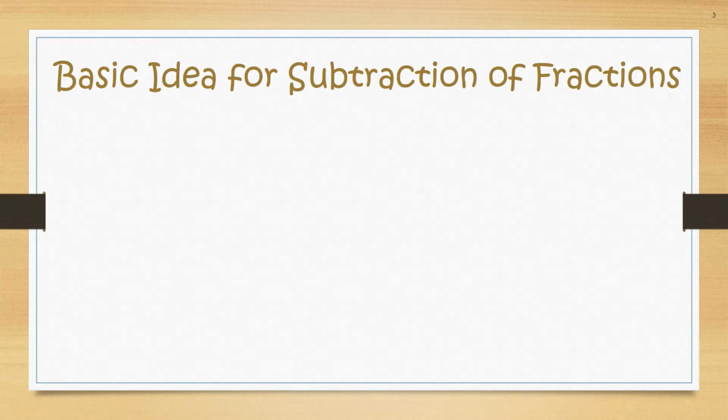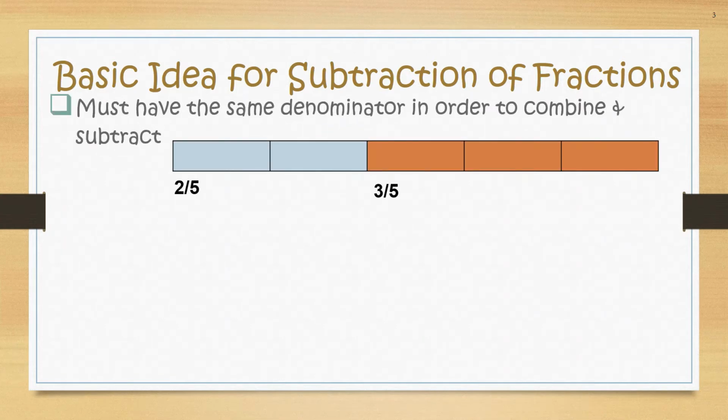Ang basic idea for subtraction of fractions is they must have the same denominator in order to combine and subtract. So katulad lamang ng illustration below, yung isang buong rectangle ay may 5 equal parts. Yung blue, yun yung 2/5 na parts at yung orange, yun yung 3/5 na part.